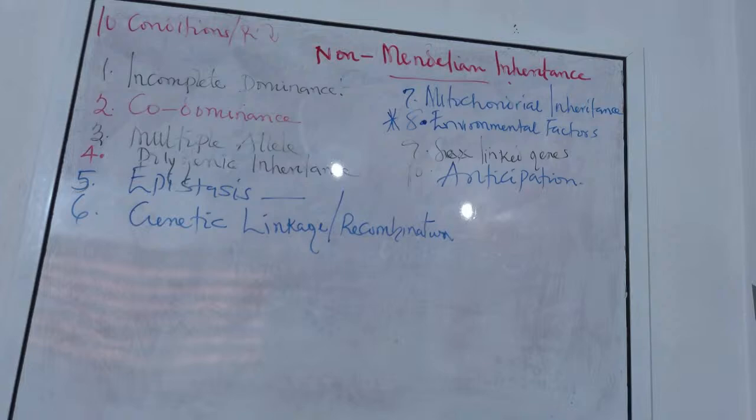Then number 8, which is very, very important in this course. Don't forget that the title of this course is genetics and the environment. So we discover that the environment plays a very vital role in determining the genetic makeup of an individual of some certain plants. We are going to see some of these as we go on.